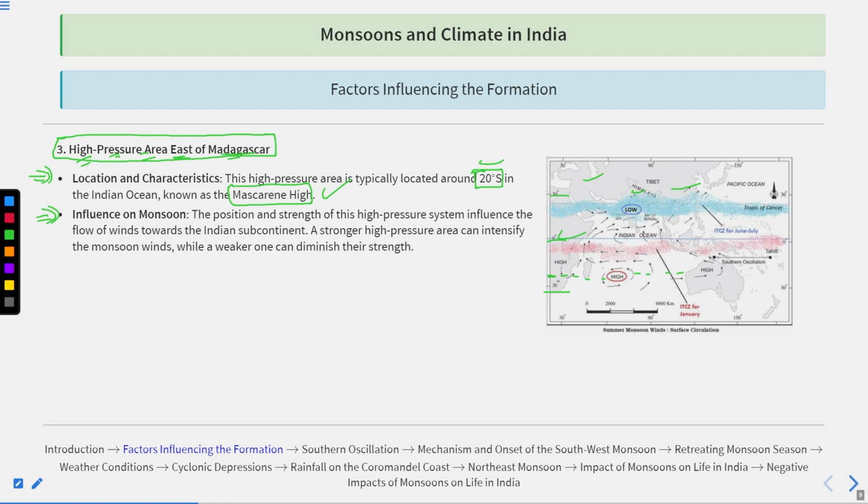Thereafter, the influence on monsoon, if we talk about.